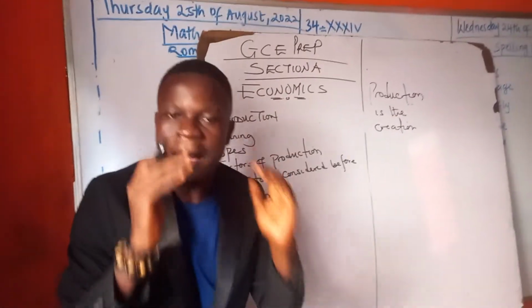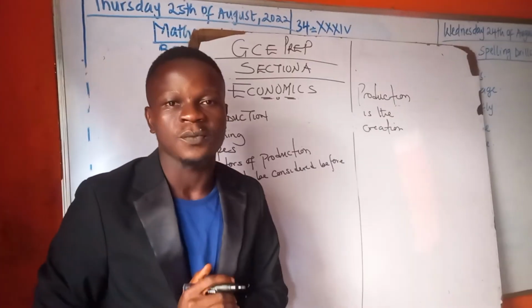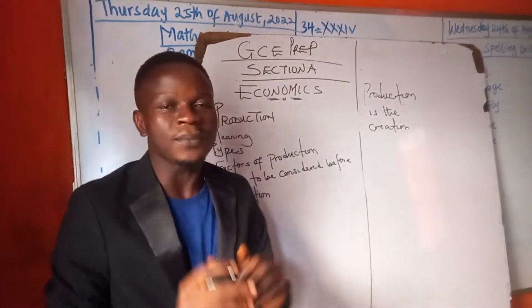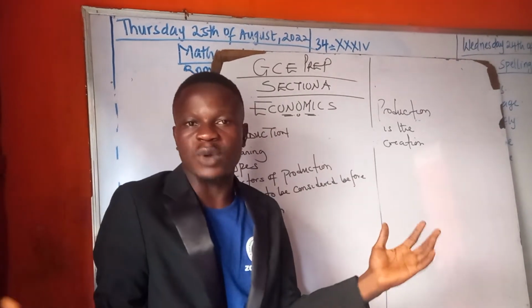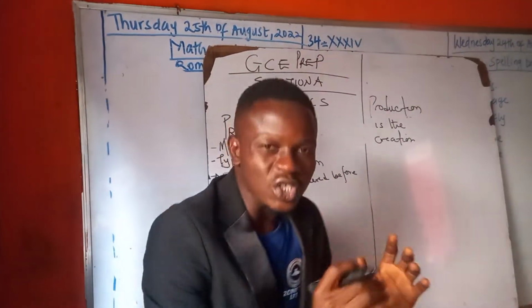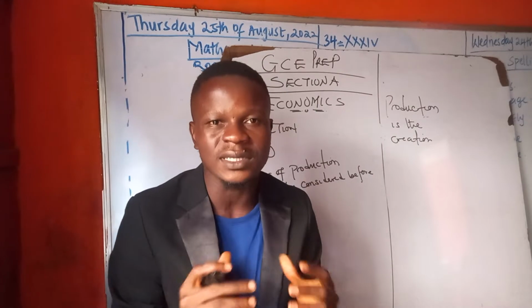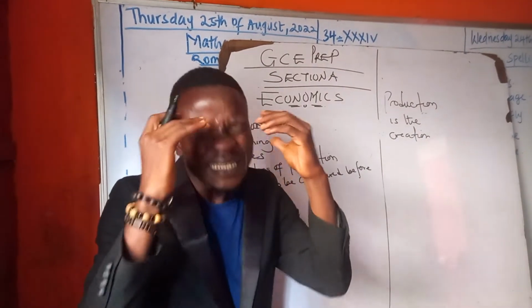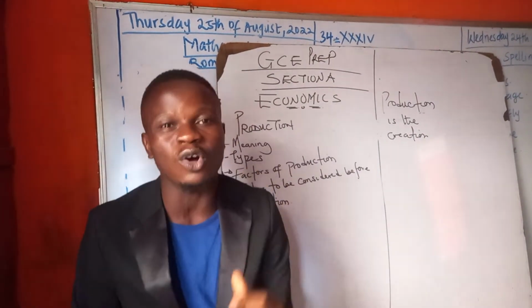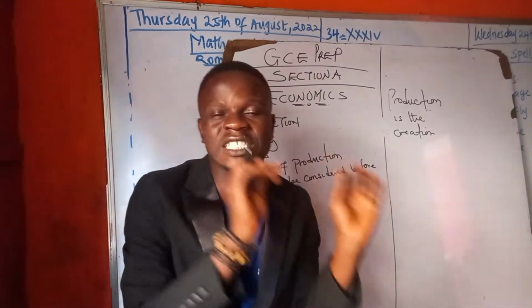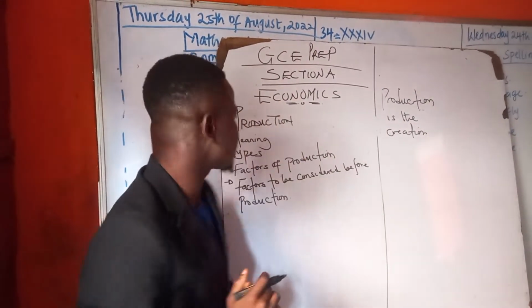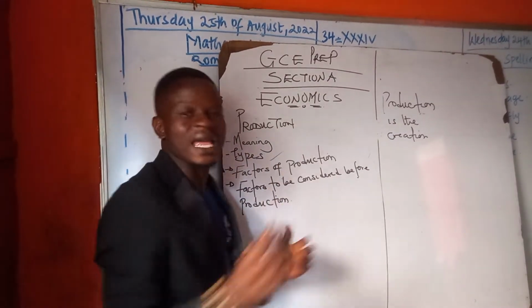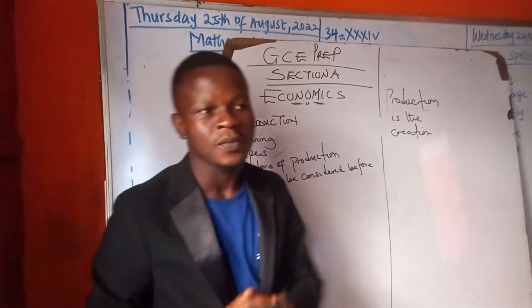Utility is the amount of satisfaction that you derive from the consumption of a particular product. What do I mean? When you consume a particular product, the thing that you derive from it is called utility. I mean, the satisfaction you derive from it is called utility. So let's go to the types of production.